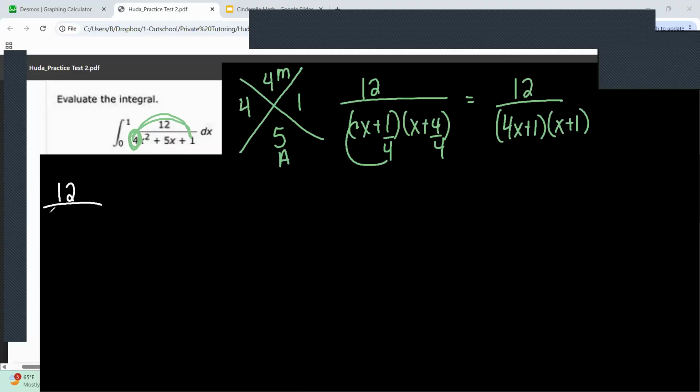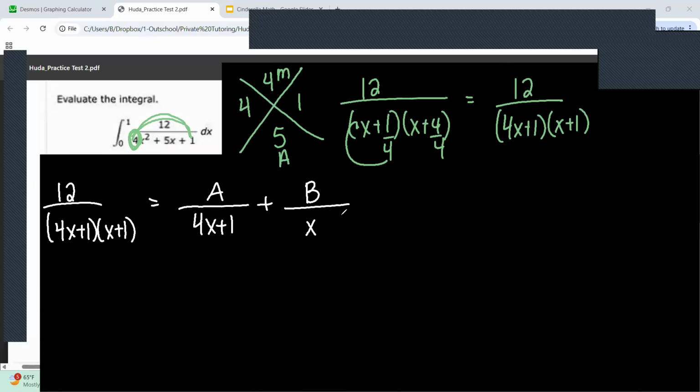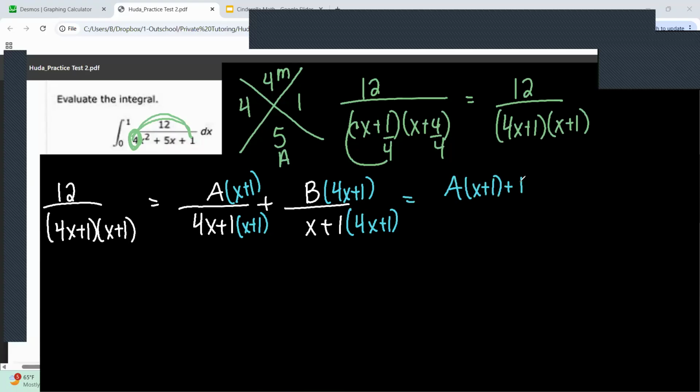So 12 over the factored denominator equals A over 4x plus 1, plus B over x plus 1. And again, it's just A and B because those factors are linear. The power of x is just 1. Okay, but I would love to add those fractions, so I need a common denominator. So I need to bring 4x plus 1 to the B side, and I need to bring x plus 1 to the A side. So just looking at the top, we'd have A times x plus 1, plus B times 4x plus 1 equals 12.